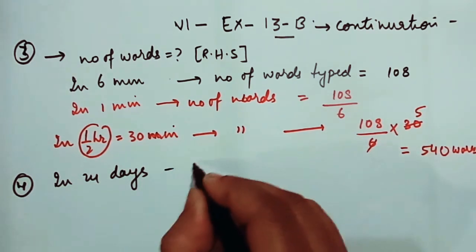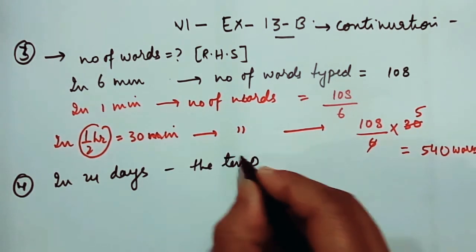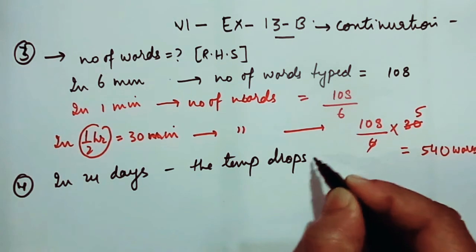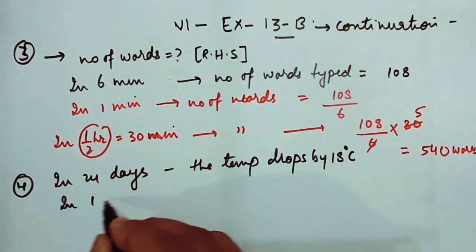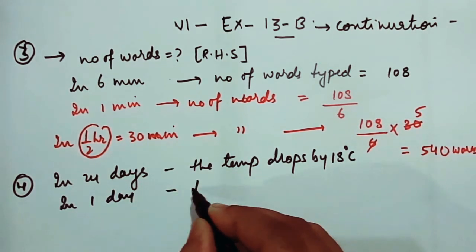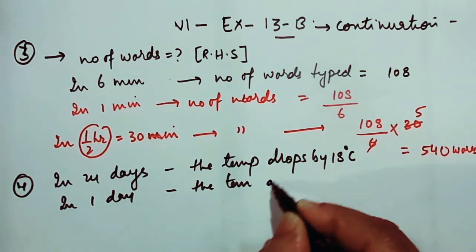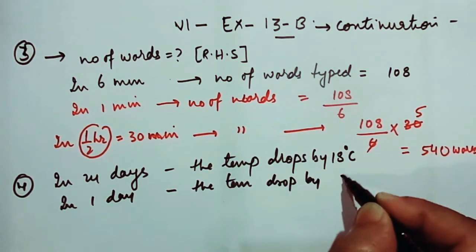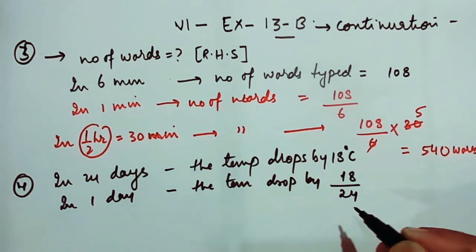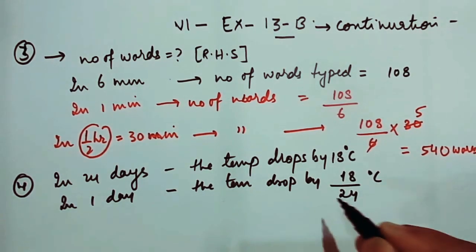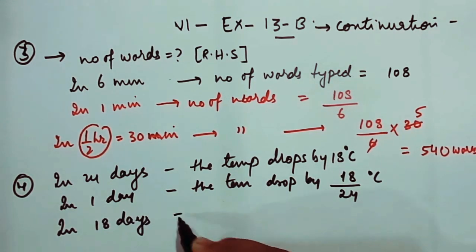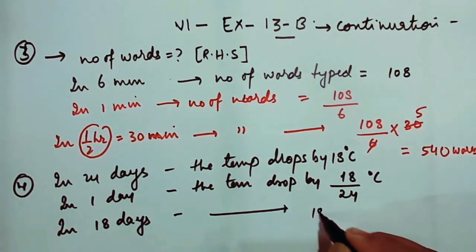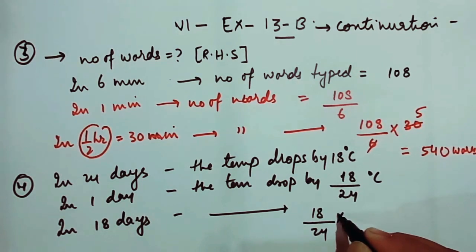In 24 days, the temperature drops by 18 degrees Celsius. Fine. So in one day, the temperature will drop by, naturally, 18 by 24 degrees Celsius. In 18 days, because see, the drop is constant, no? So the temperature will drop how much? 18 by 24 times 18.